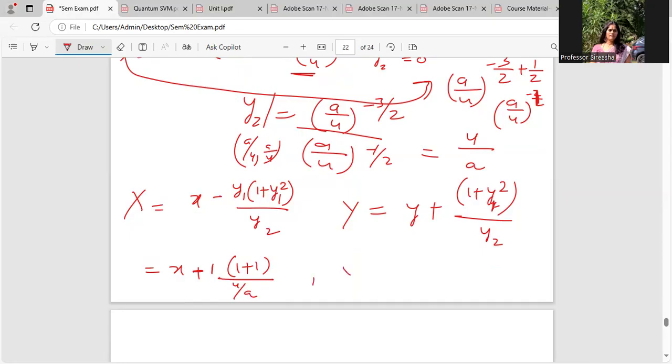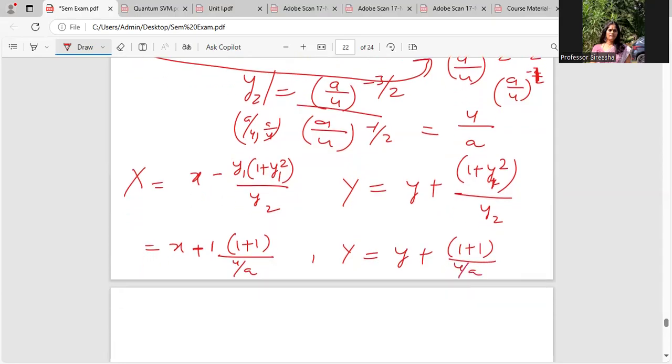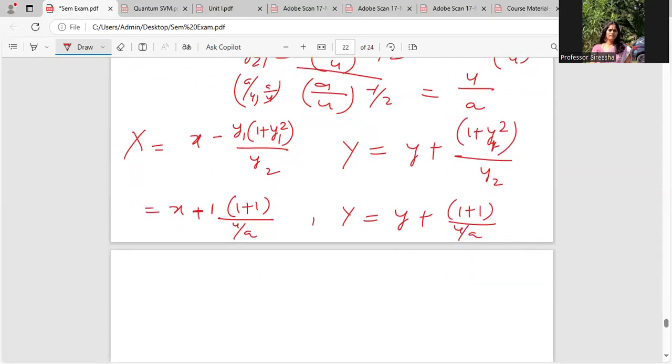Okay. And then capital Y is y plus 1 plus 1 by 4 by a. Okay, simplify it a little further. If you substitute a point, things will be very easy, right? Of course, capital X at a by 4 comma a by 4, I need to find out now. Capital Y at a by 4 comma a by 4, I need to find out.